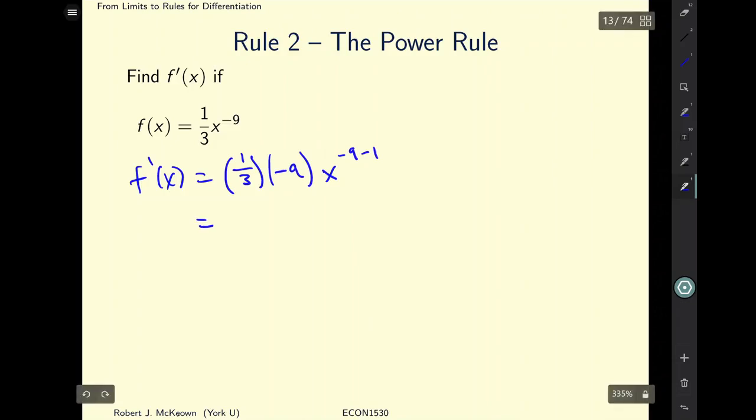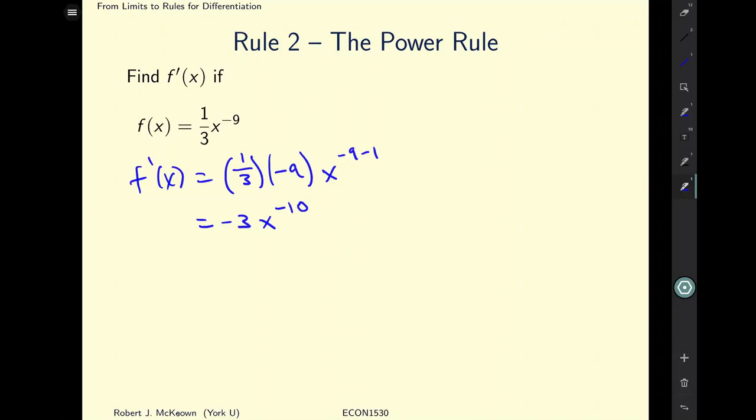If I do some simplifying, we get -3 x to the power of -10. And we're done. And we found the derivative very, very quickly, much faster than if we used the Newton quotient and took the limit of it.